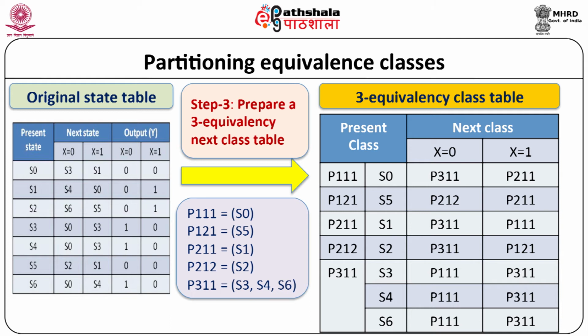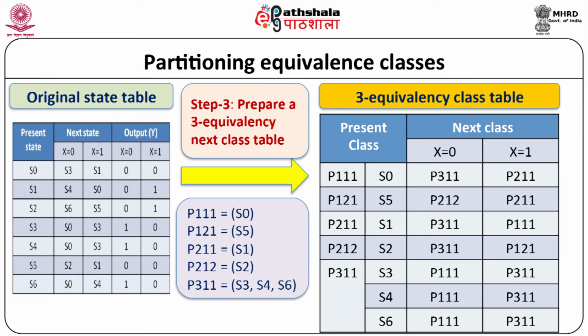Now, let us test P31 for each value of input x. It is observed that for x is equal to 0, the next class is P11 for all states, and when x is equal to 1, then the next class is P31 for all the states contained in P31. This indicates that no new partition for class P31 is possible.